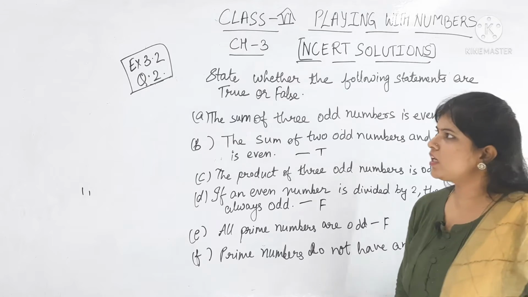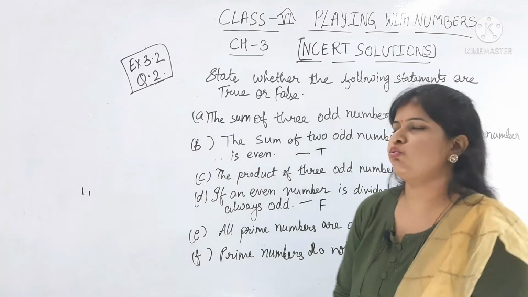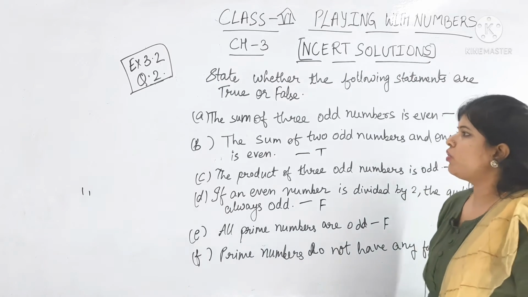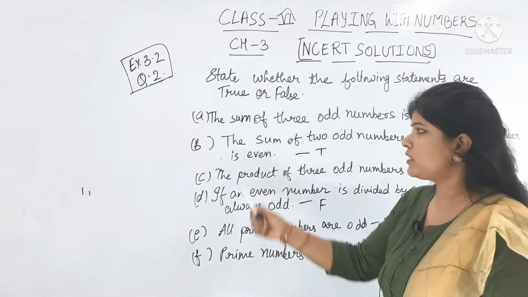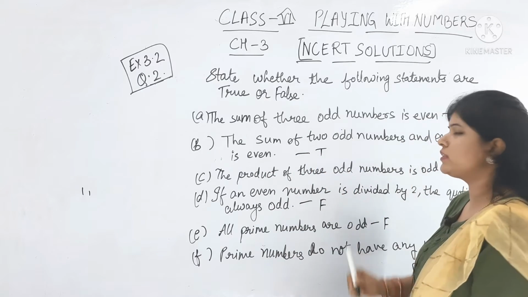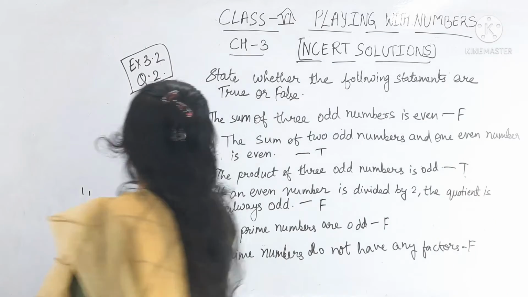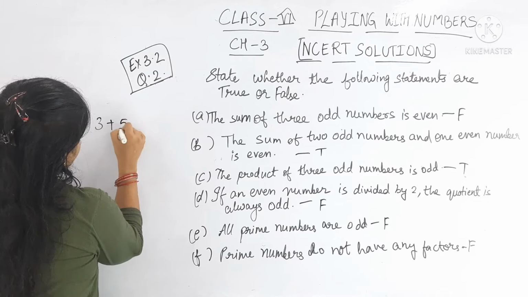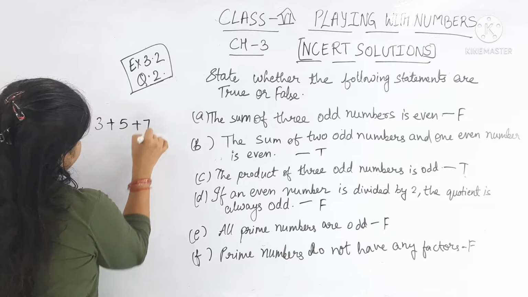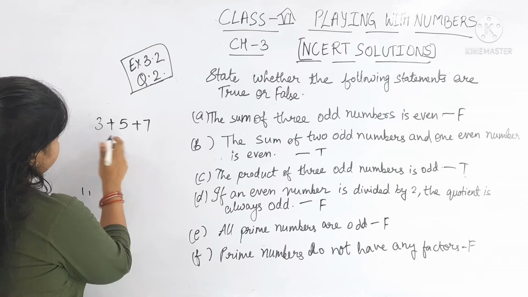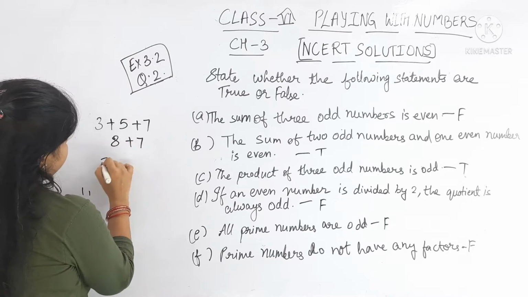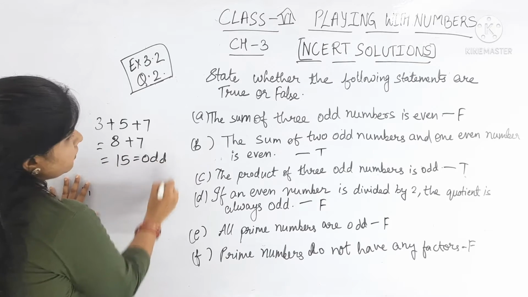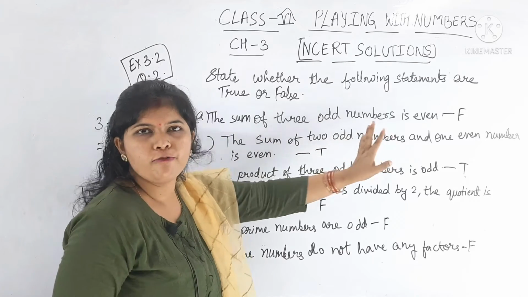Okay students, let's come to question number 2 here. We have to state whether the following statements are true or false. See the first statement, that is A: the sum of three odd numbers is even. Let's take 3 plus 5 plus 7. So 5 plus 3 is 8, 8 plus 7 is 15. So 15 is not an even number, it is an odd number. So this statement is false.